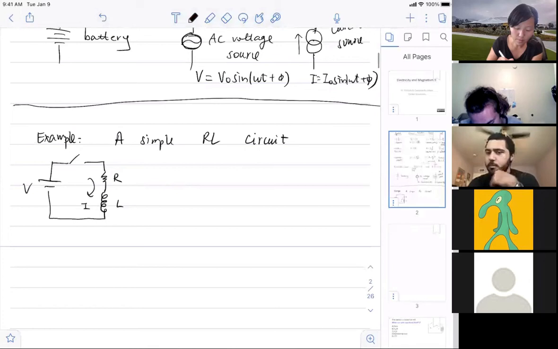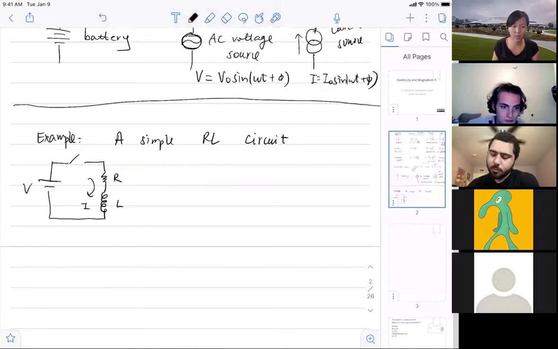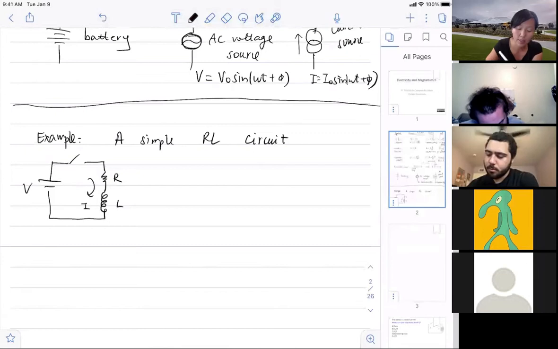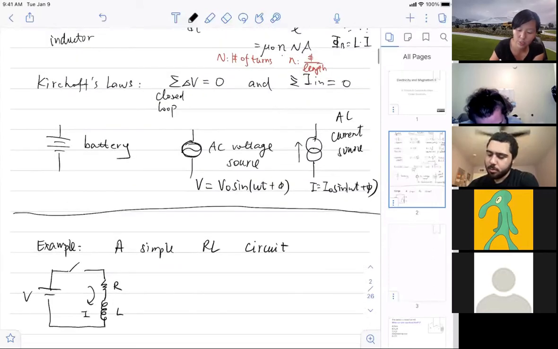Thank you. So here is my RL circuit. The switch was originally open. Once you close it, you get a current running from the positive side of the battery to the negative side, so in the clockwise direction. So what I would do using Kirchhoff's laws is write a voltage relationship going around the loop.